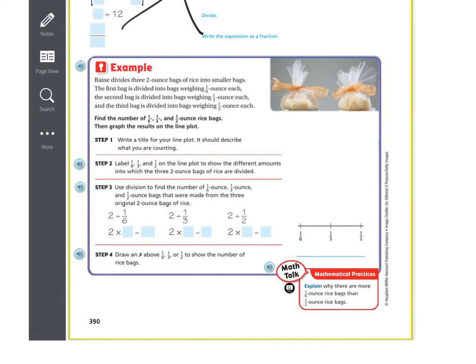Rain divides 3 2-ounce bags of rice into smaller bags. The first bag is divided into bags weighing 1/6 ounce each. The second bag is divided into bags weighing 1/3 ounce each, and the third bag is divided into bags weighing 1/2 ounce each. Find the number of 1/6, 1/3, and 1/2 ounce rice bags. Then graph the results on the line plot. So we're going to do that.